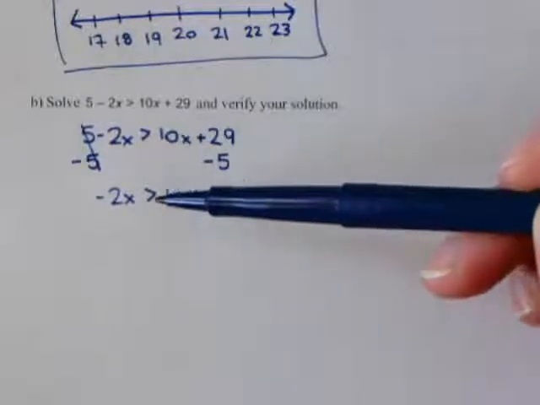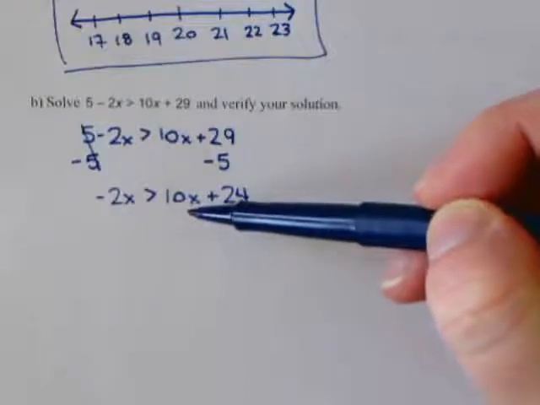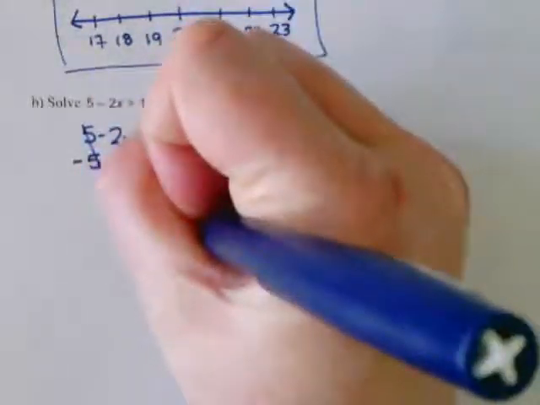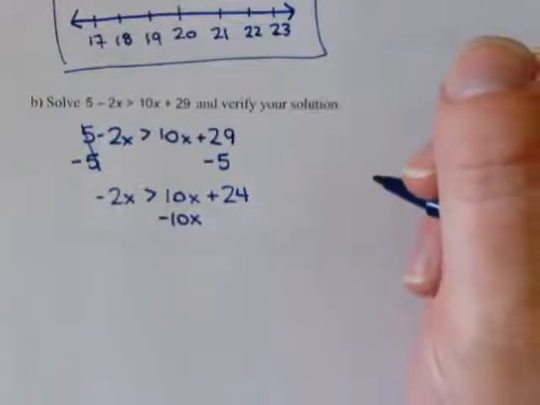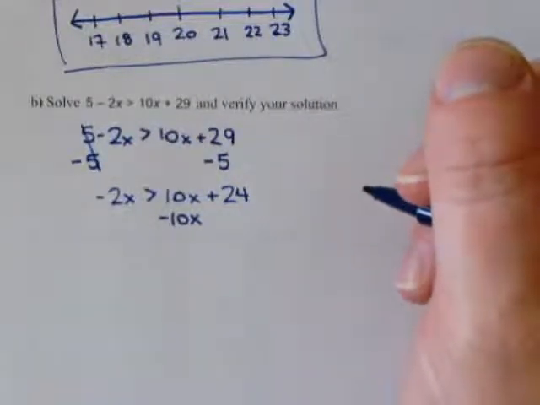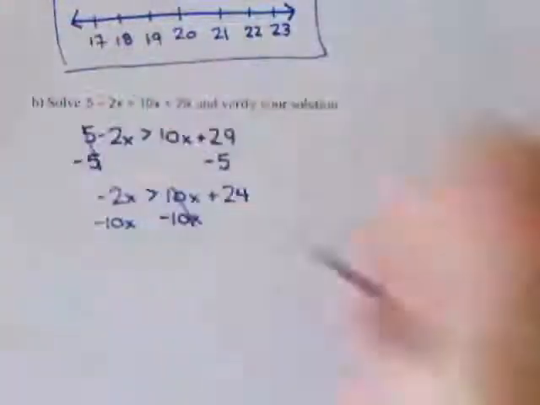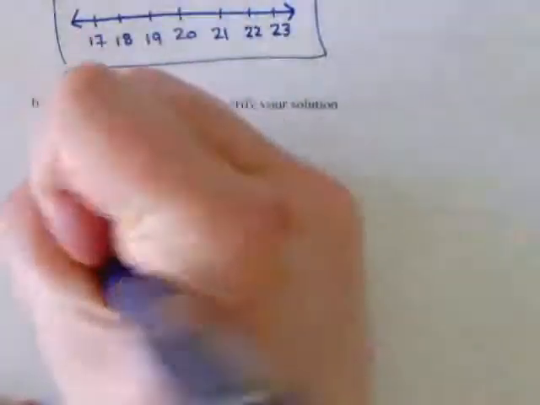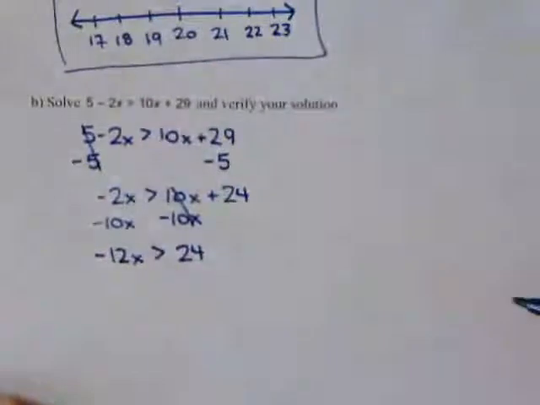It stays the same. Now, I have positive 10x here, so I want to subtract 10x because I'm not trying to separate the 10 and the x yet. That comes afterwards when I only have one term with x's. So this will get rid of that. And what I do to one side, I must do to the other. So therefore, it's negative 12x is greater than 24. That's our inequality at the moment.